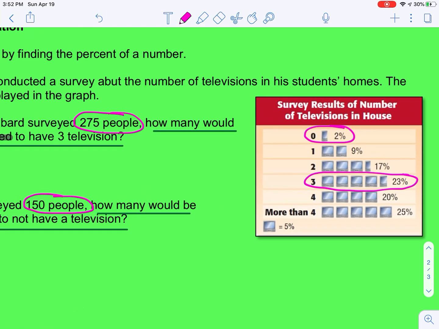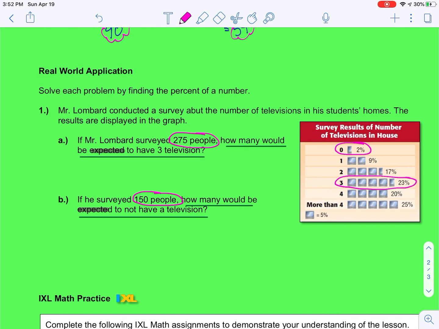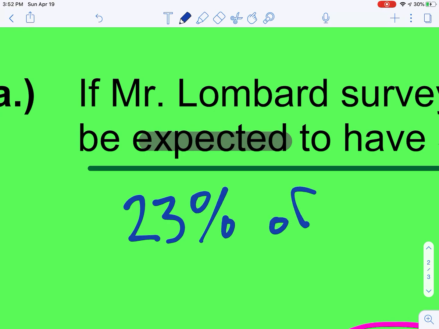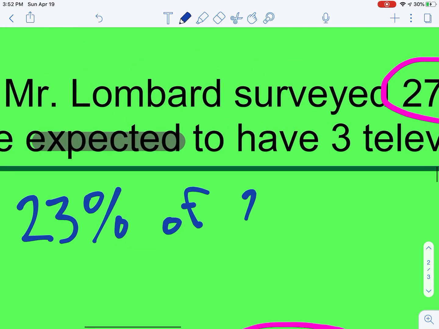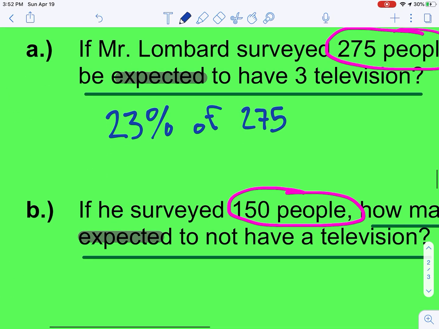If I look at my graph, I know that 23% of the people have 3 or more televisions. So what I'm looking for is, I want to know what is 23% of 275. So it's the exact same problems that we've just been doing.